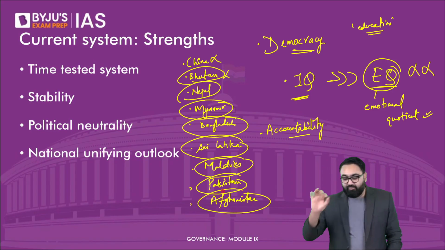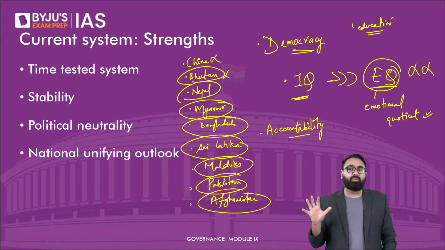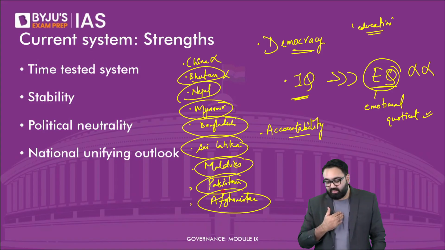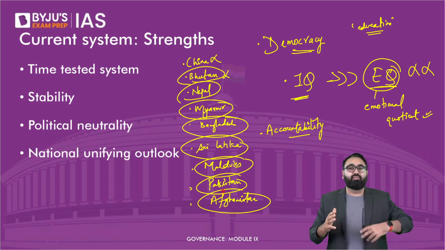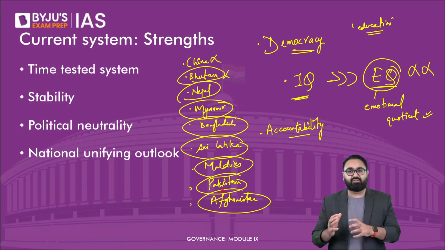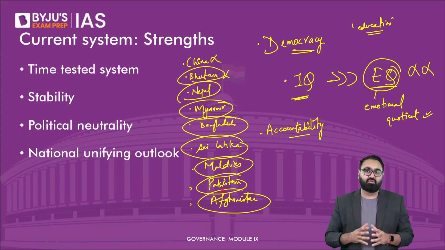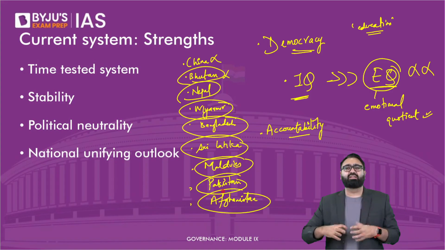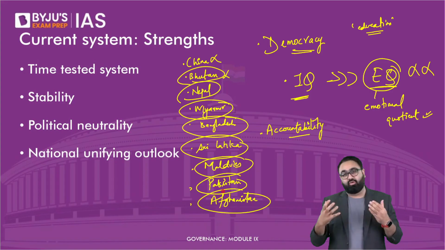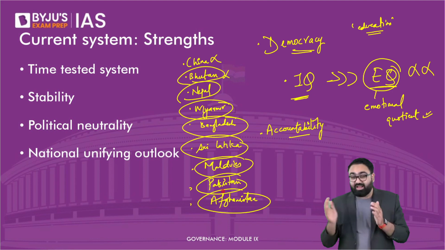Now, if you look at the entire neighboring country set that we have, we have to understand that we don't give ourselves, our bureaucracy, our politicians, the credit that they actually deserve. A lot of times we criticize our country, which is fine. You should always do that. But we should also give the credit where it is due.